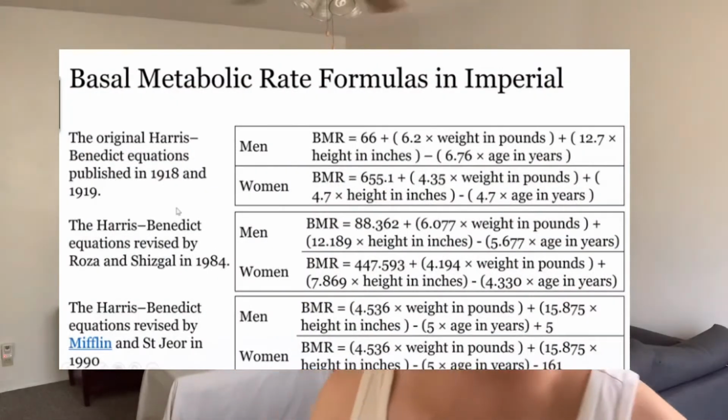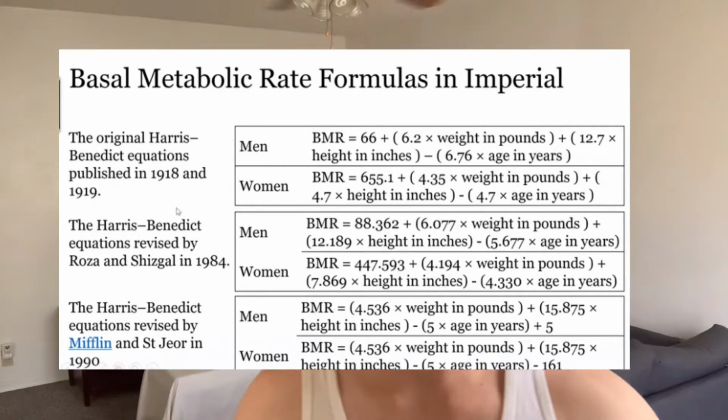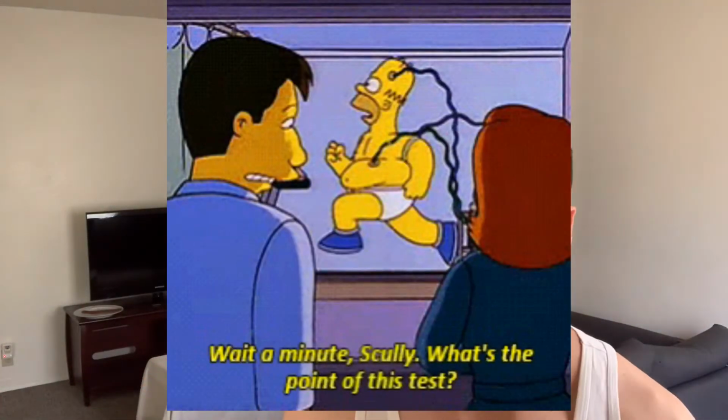Okay, what formulas can we use? Well, you have the Harris-Benedict formula back when dinosaurs were alive. Just kidding. However, that formula has been revised by institutions, universities, and other organizations that I just don't have any clue about. So which one should you use?